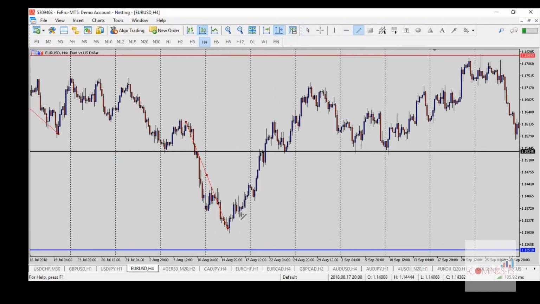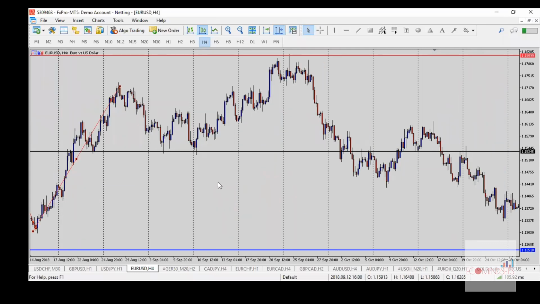Price pushed back into this zone, which means this particular breakout was not a full breakout. It was a breakout, all right, but it didn't last before price changed direction back into that channel and ranged in that channel once more. So price ranged here once more.